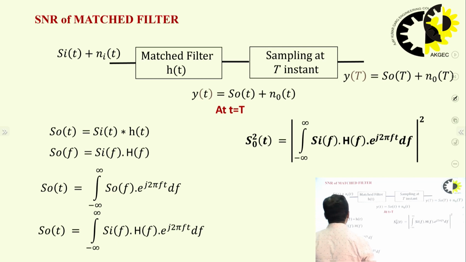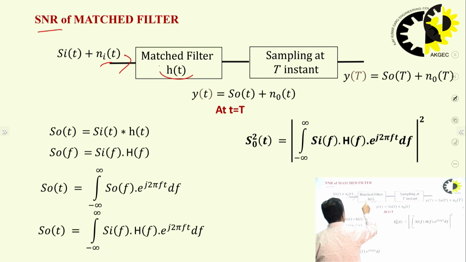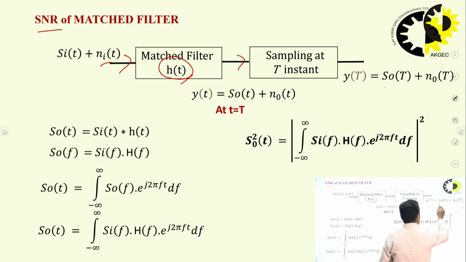Now in the matched filter, if we talk about the SNR, the signal to noise ratio: the input is s_i(t) plus n_i(t). It will go to the matched filter having the impulse response h(t). Then it will be sampled at t, and y(t) is equal to s_o(t) plus n_o(t).